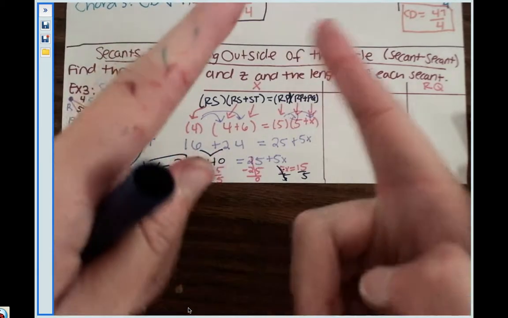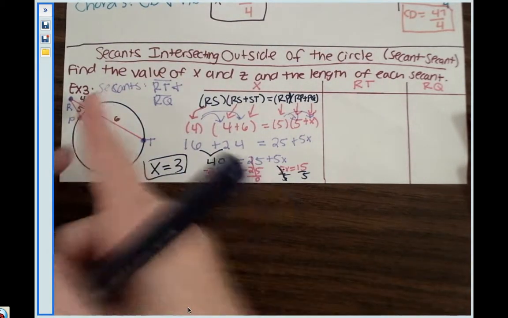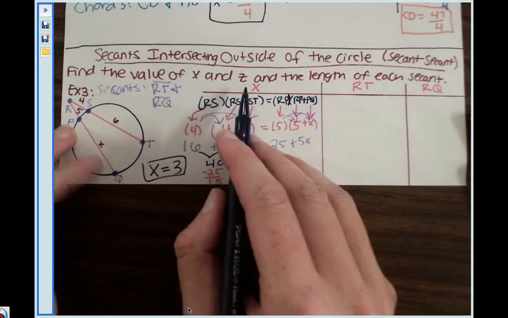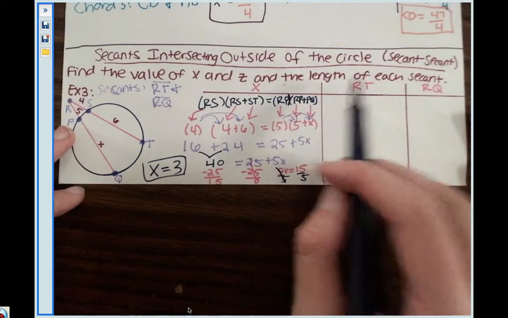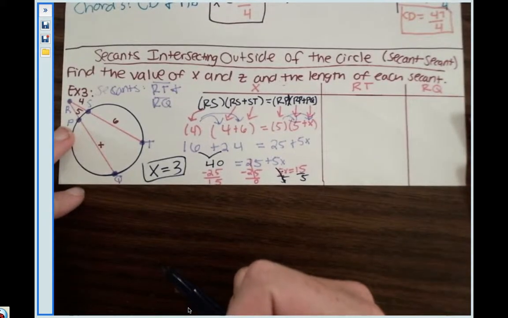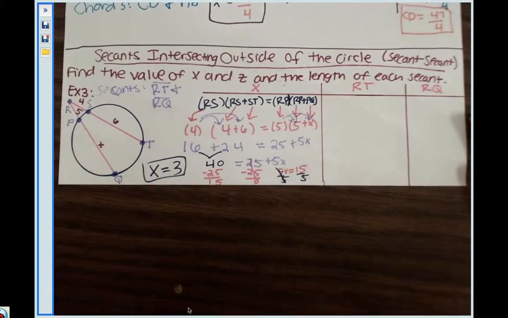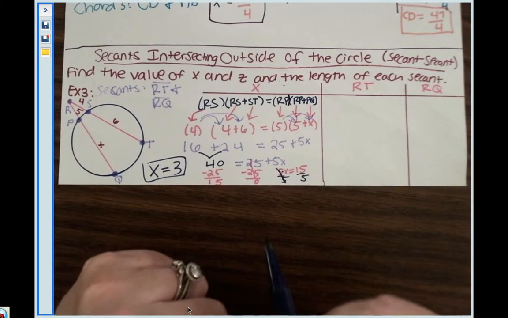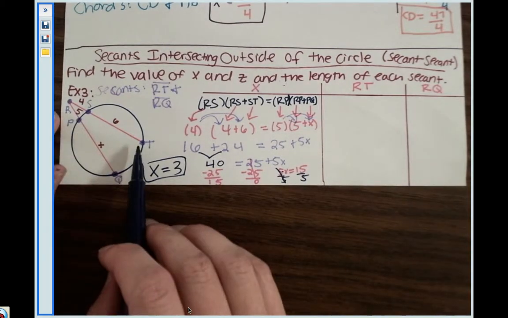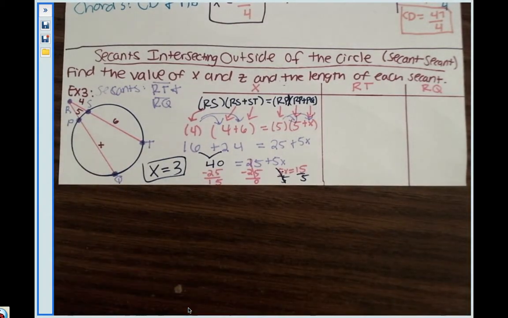Oh, man. But we are not done. The directions say to find the value of x and z. This problem doesn't have z, though. That's going to be on example 4, so wait for that. And the length of each segment. Okay, or secant. Whoa, apparently I can't read. The length of each secant segment. Okay, so now we're going to find the length of RT and RQ. All right, let's get going.